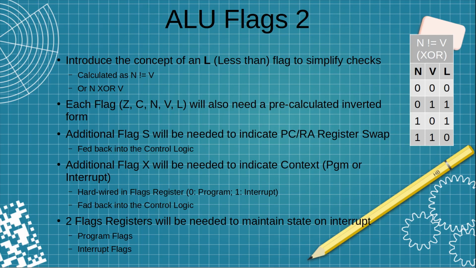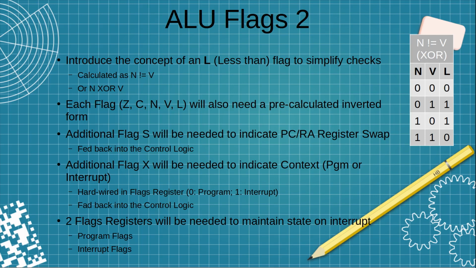Each of those 5 flags now, so the 4 normal ones and the one that I'm introducing, are also going to have a pre-calculated inverted form. So if the carry flag is 1, I'm also going to store an inverted carry flag as 0. Well, why would I want to do that? Because I don't want to add extra time, extra nanoseconds, in order to calculate the inverse of the carry flag, or each of those flags to be specific.